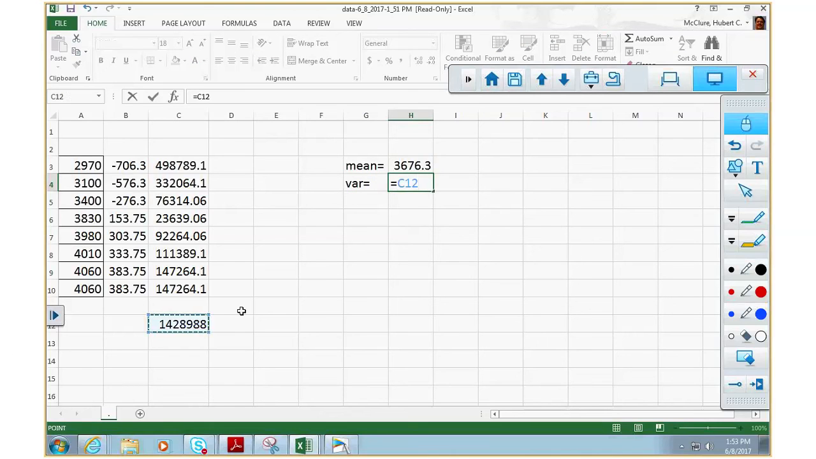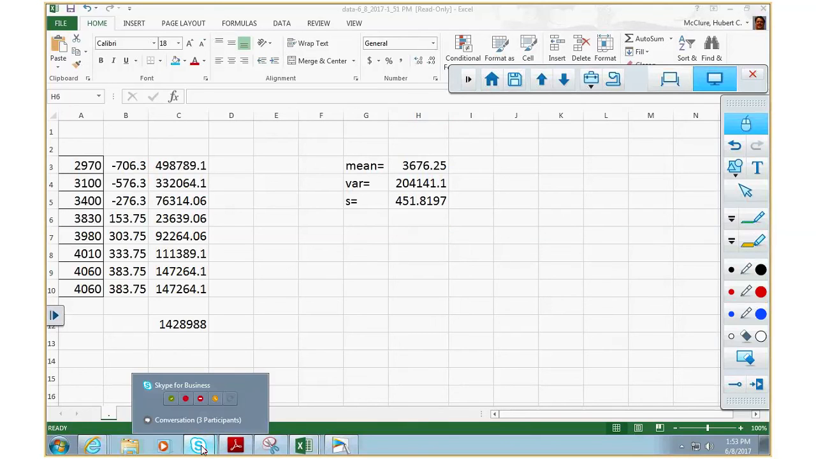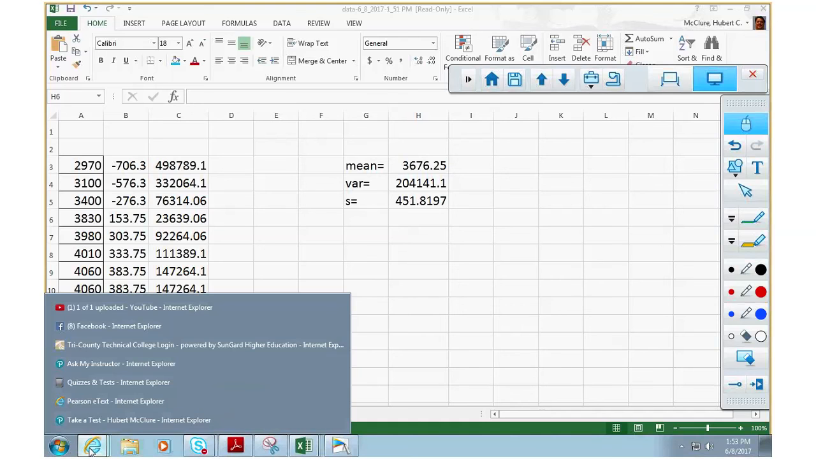Divided by 7. And S is equal to that number raised to the 0.5 power. I don't know how long that took, but it's 451.82. Let me check. I'll put it in. 451.82.